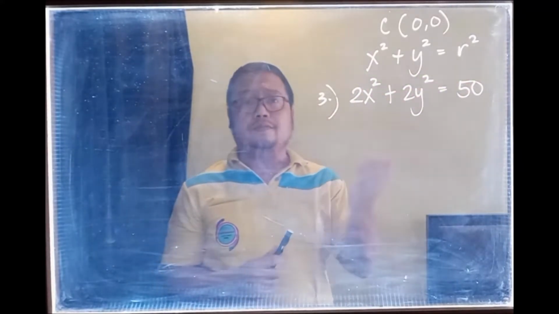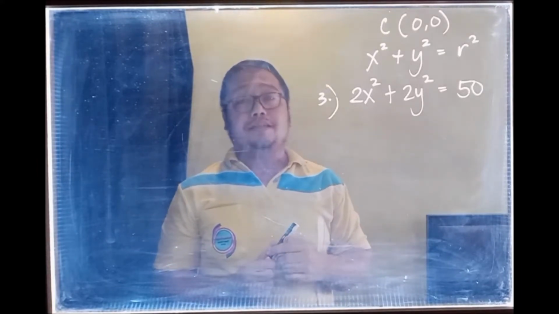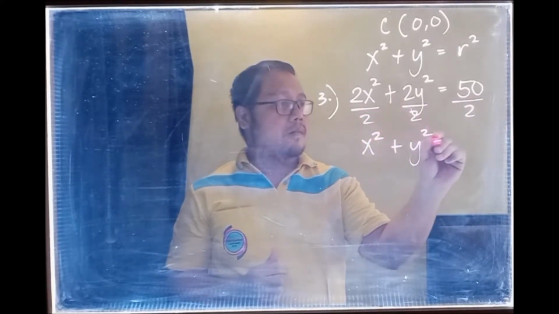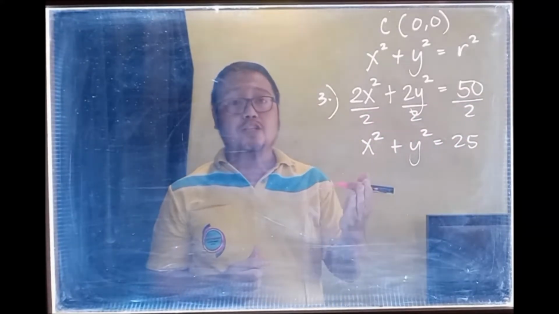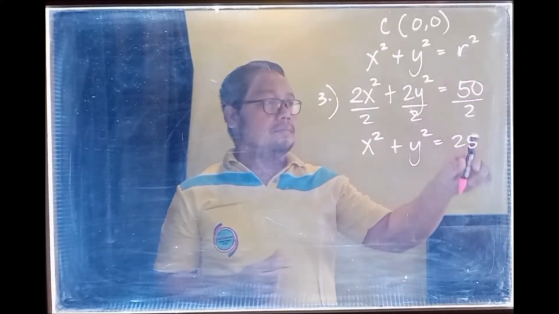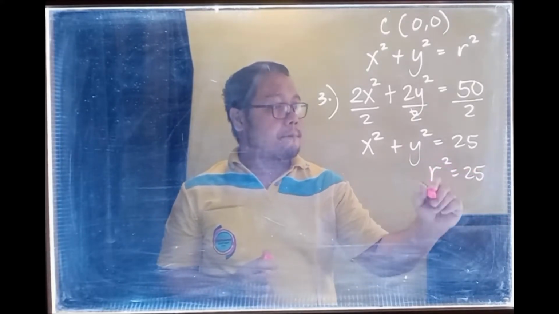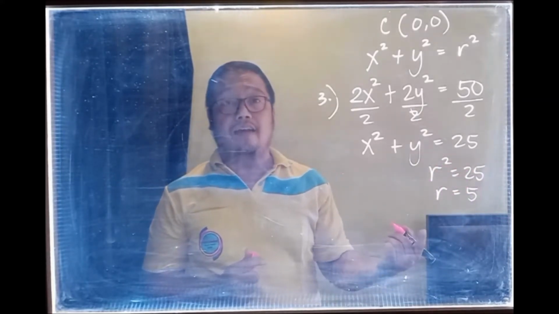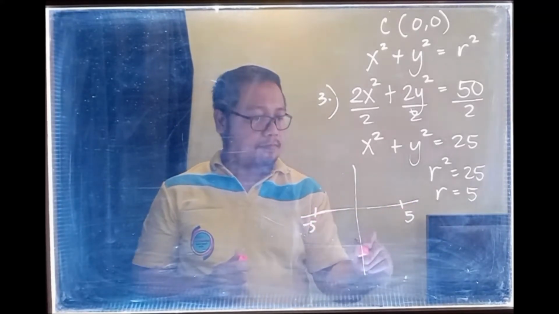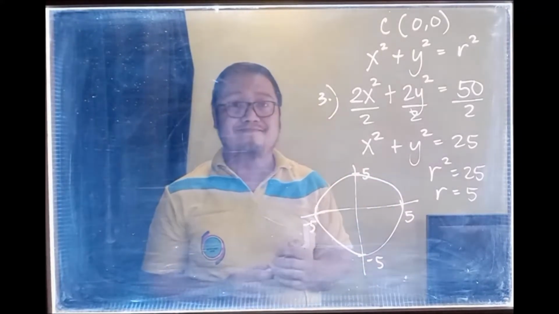Let's have the third example. How can we solve for this one? By dividing all the terms by 2, we can simplify the problem, and we have x squared plus y squared equals 25. Again, r squared equals 25, so we can have the radius to be 5. So we can graph this one. And that is your circle.